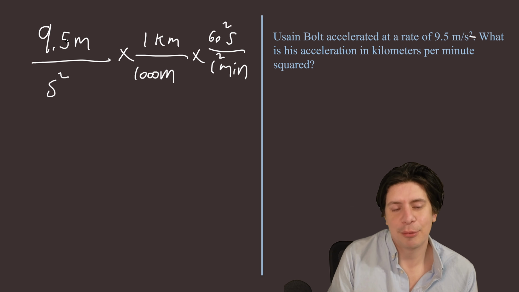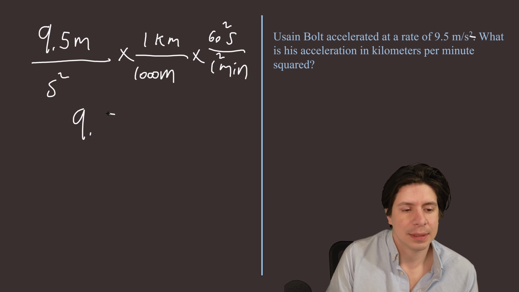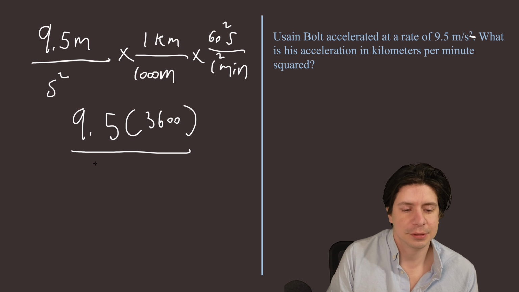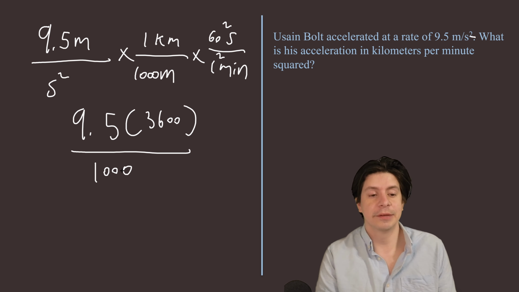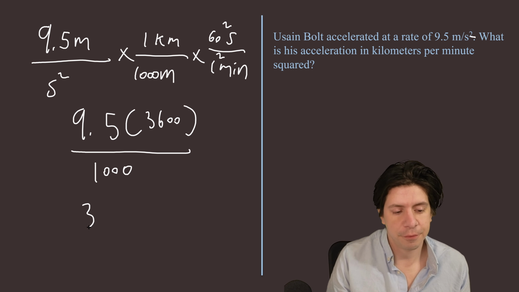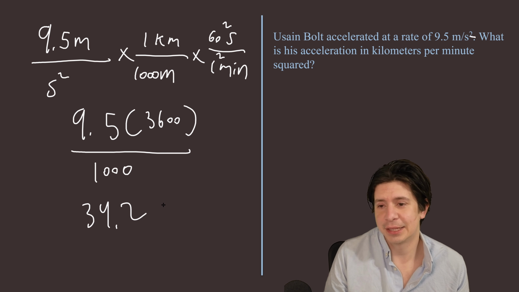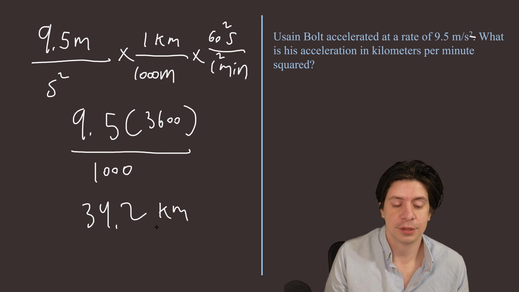So then we're going to do 9.5 times 3,600 all over 1,000, and that will give you 34.2, and that's our answer. That's the kilometers per minute squared.